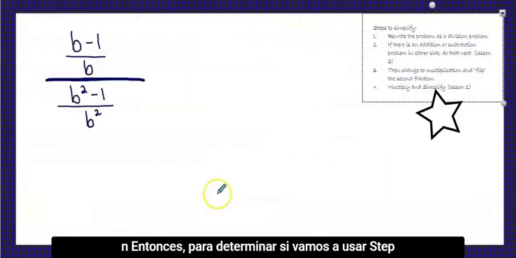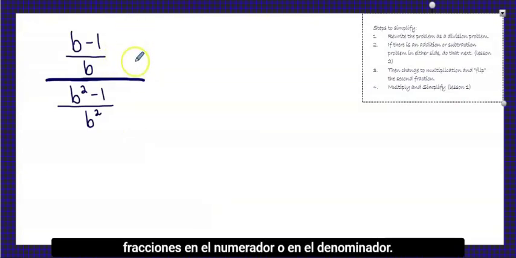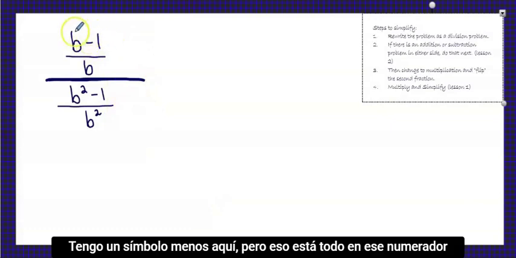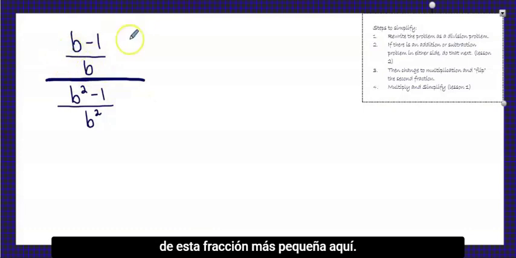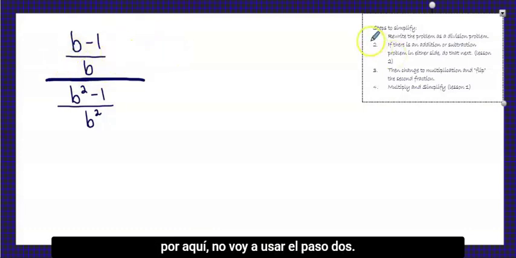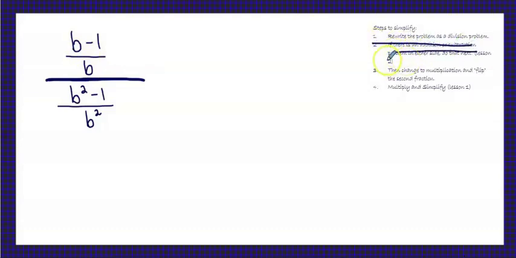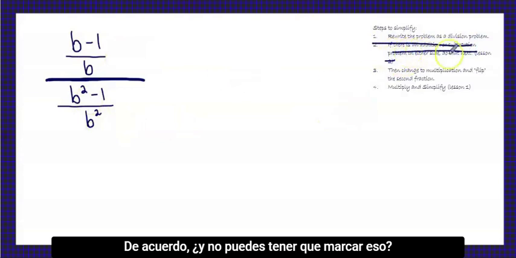So to determine whether or not we're going to use step 2, what we're looking for is a plus or minus between two fractions in the numerator or in the denominator. I have a minus symbol here, but that's all in that numerator of this smaller fraction here. So if I don't have a plus or a minus and then another fraction over here, I'm not going to use step 2. So I'm going to mark it out again. I don't need it. Okay, and you don't have to mark that out. You can look and see after you've rewritten it.